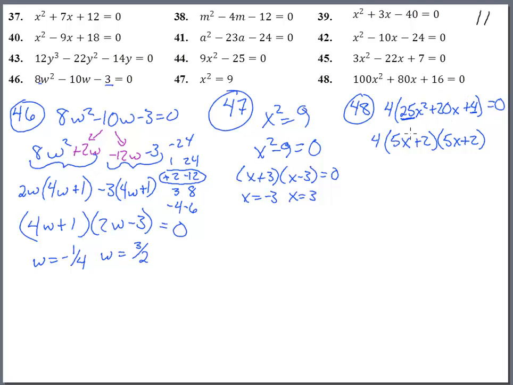Let's make sure that works. Make sure we got that in the middle. That's a 10x and a 10x. Yep, that's 2 times 2 times 5. So this is a perfect square. If we set each of them equal to 0, 4 equal to 0 doesn't make any sense, doesn't give us any solution. This gives us x equals, subtract 2, divide by 5, a negative 2/5, and that one does as well. So that one happens twice, but it's the same number. So there's the answer, number 48.